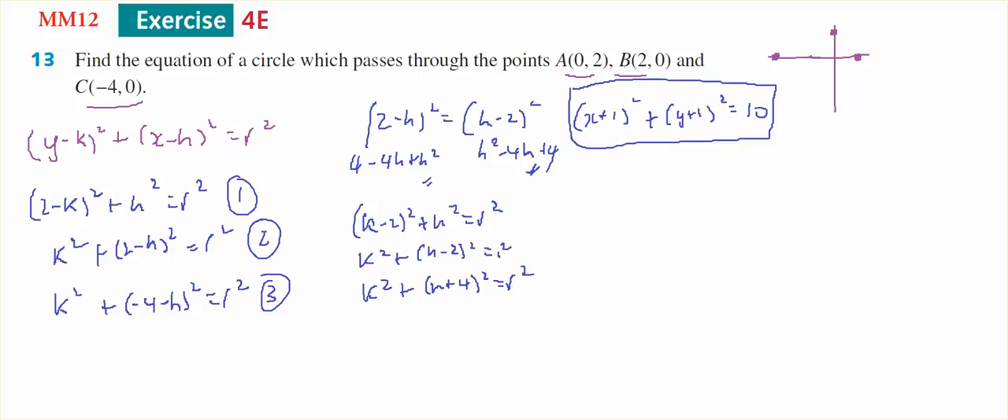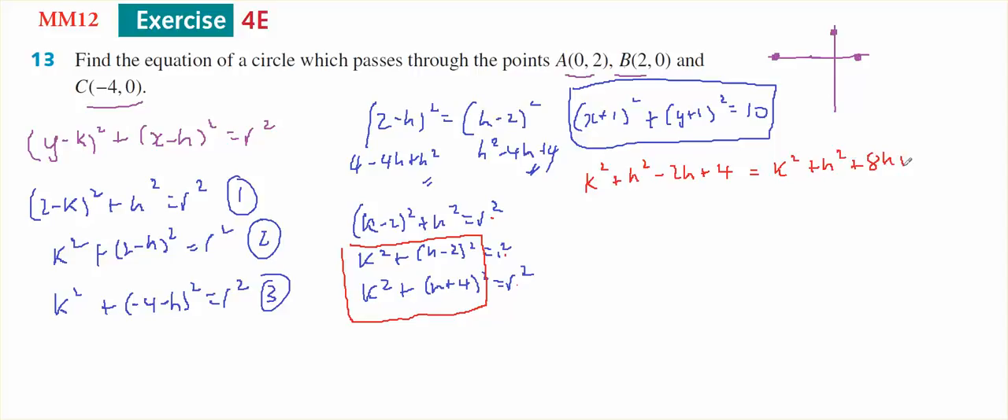How do I do that by hand? Well, since I have all of these things which are r², I can make them equal each other. So if I made these two equal to each other, I would get k² + h² - 2h... plus 4 equals k² + h² + 8h + 16. The k² and h² terms sum to 0. If I move all the h's to the right hand side, I would have 8h plus 4h, and I would have 4 minus 16, negative 12 equals 12h, h equals negative 1.